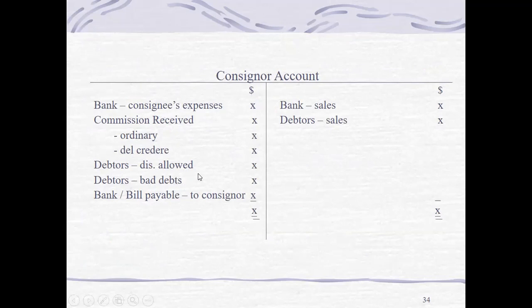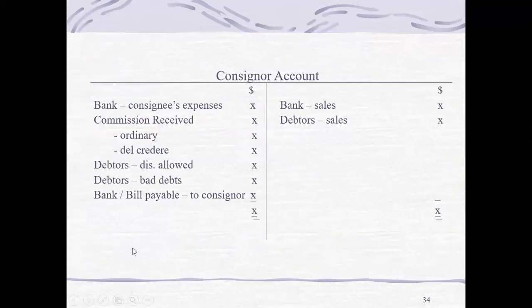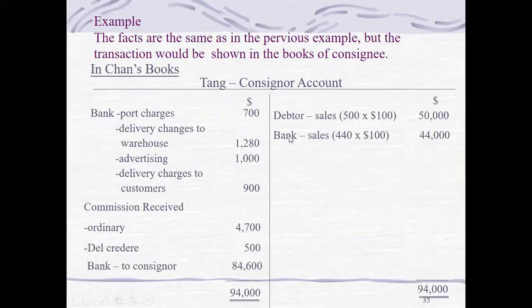Then these are, of course, under ordinary commission, especially for bad debts, because if del credere, that will have a certain separate treatment, in which, in number 7, the loss for that will be borne by the consignee, so not to be reflected here. And then the balancing amount or figure will be the bank or bill payable to the consignor. To close that, we are going to debit it and credit the appropriate payment. For an example here, as said, you can notice the same amount, 84,600, for the consignor account paid by Chan, the consignee. All other amounts are equal or the same.